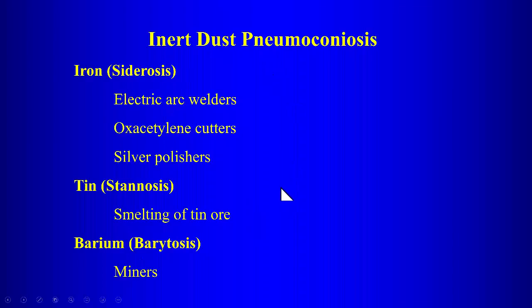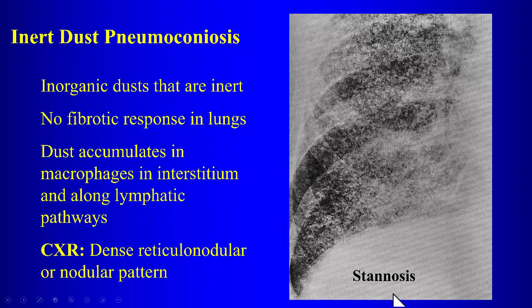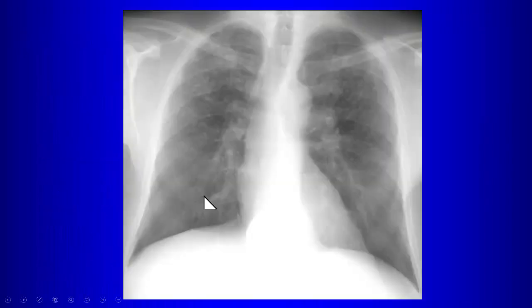These are not associated with fibrosis, so here the X-ray looks much worse than the patient because these are very dense. We will see these on the X-ray as very dense particles, but usually patients are not symptomatic. So stenosis here from tin, very dense particles. These are inorganic dust. These do not cause fibrosis, okay? But the X-rays look very bad because they are so dense.